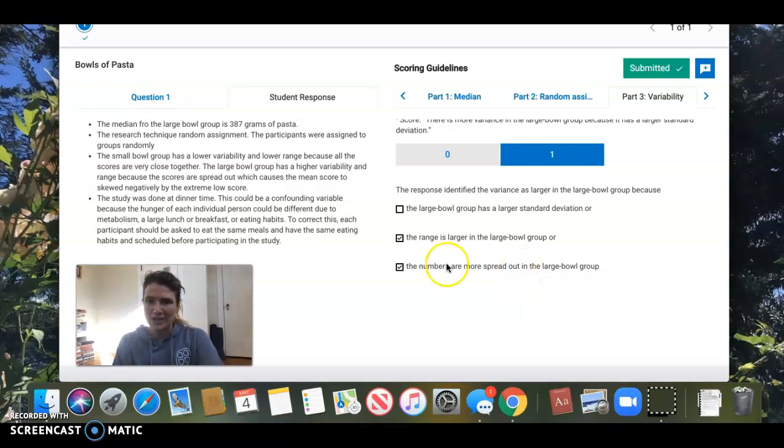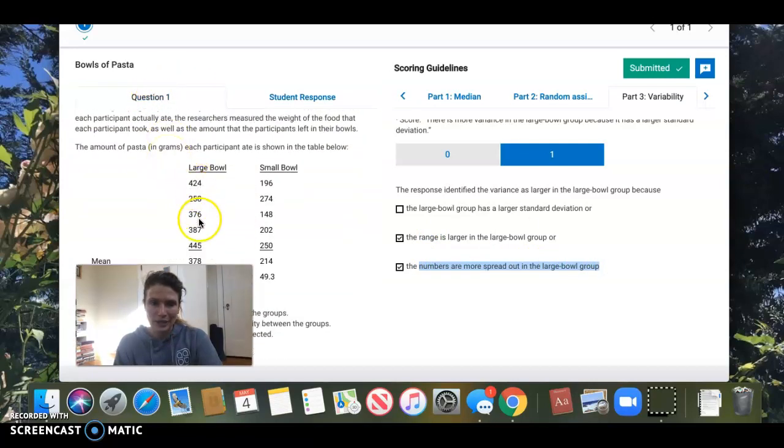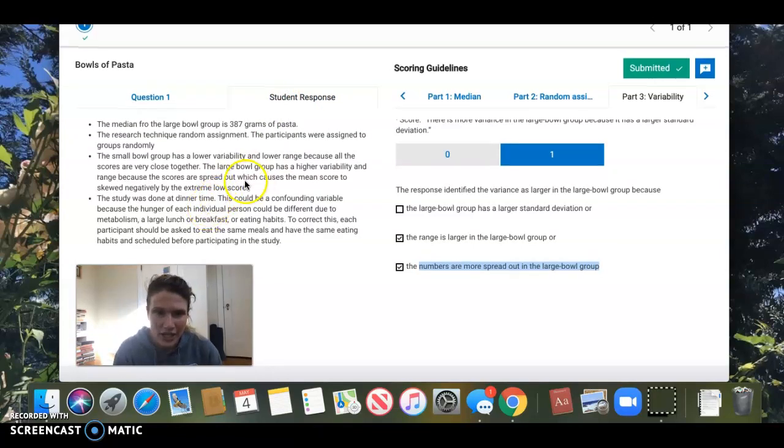So I'd say most people either mentioned the range or mentioned just that the numbers were more spread out in the large bowl group. Looking at the data, there's a larger variation. So the numbers are more spread out from the lowest to the highest. Versus in the small bowl group, the numbers are less spread out. There's less variance between the lowest and the highest number. And then in the student's response, he mentioned both of those things. So he would get the point. Yeah, so any of these three things would have been good here.